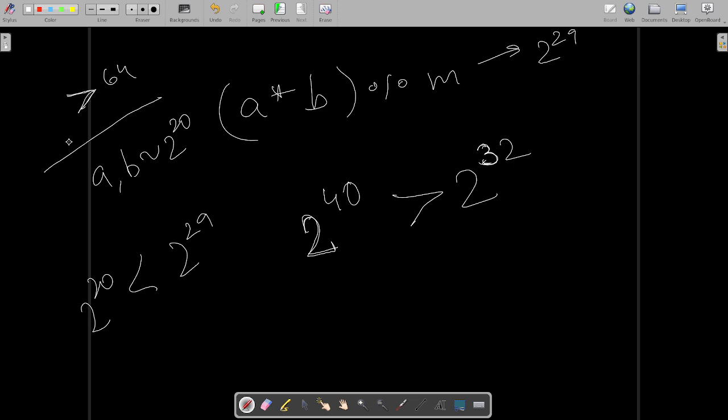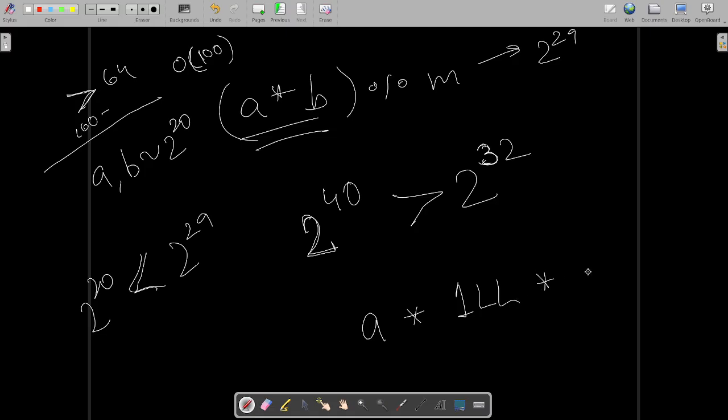If you have 100 digits, something like 2 raised to the power 100, you are taking O of 100 every time you do an operation. So remember that. Okay, back to the same problem. To solve this, you have to push it to a larger data type first. In C++, you do something like this: A into LL into B.